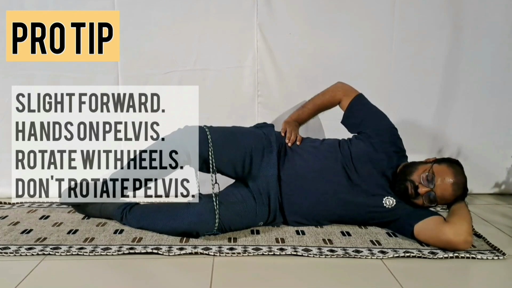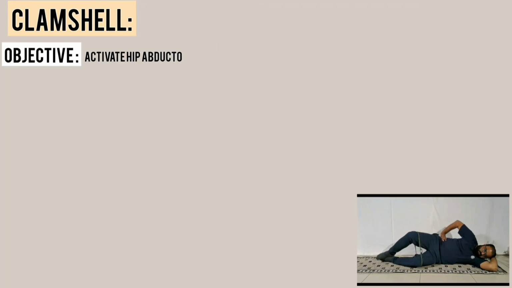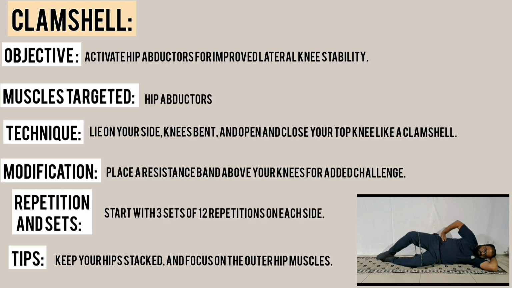As you lift the top knee against the resistance of the band, feel those glutes working. This exercise targets your hip abductor, giving you the burn that we all love. Aim for 3 sets of 15 repetitions on each side, adjust as needed. Pro tip, rotate with the heels, hand on pelvis, do not rotate the pelvis.